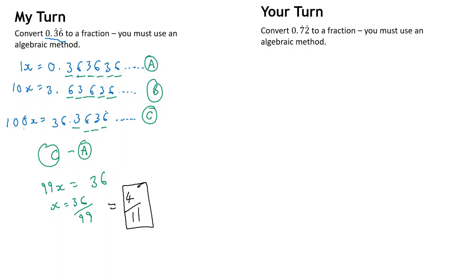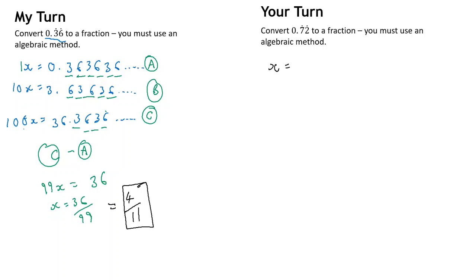So Year 10, what I'd like you to do then is pause the video and use the example on the left-hand side to try the question on the right-hand side independently. Once you've had a go, come back and see how you've gone with it. Okay, so I'm just going to go through the one on the right-hand side nice and quickly then.